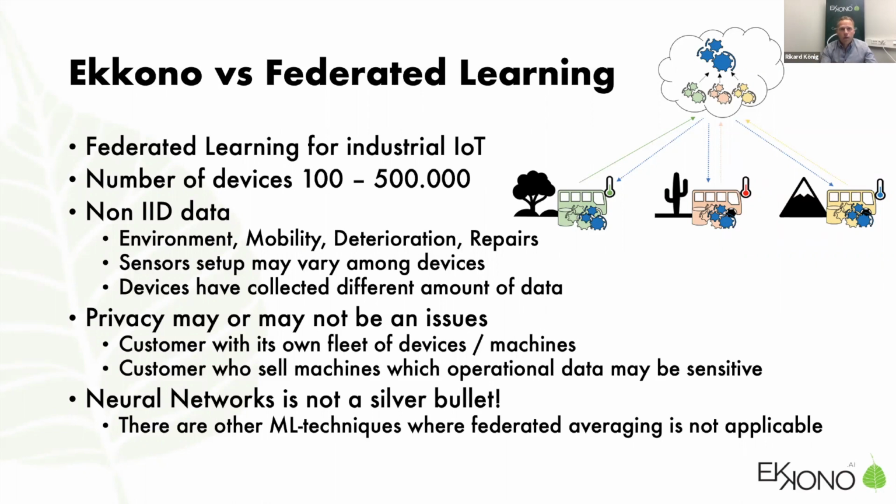But here, that's not the case, because the devices will have seen different environments. They are mobile. They deteriorate over time. It can be batteries that are getting less and less charging capacity as time goes on, or they can be repaired. We also see different sensor setups, so you need to handle that and use data from devices with different amounts of sensors. And of course, the devices have also seen different amounts of data, so you need to take care of that as well.